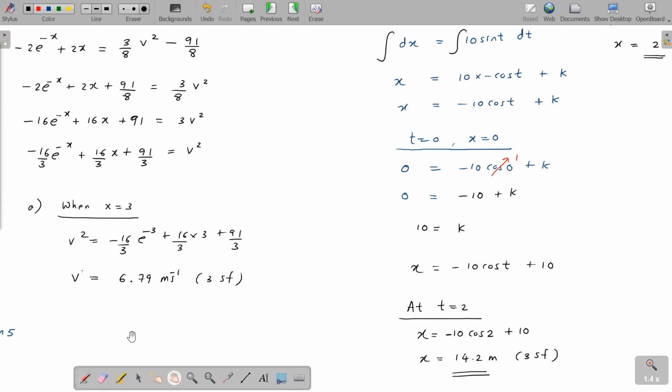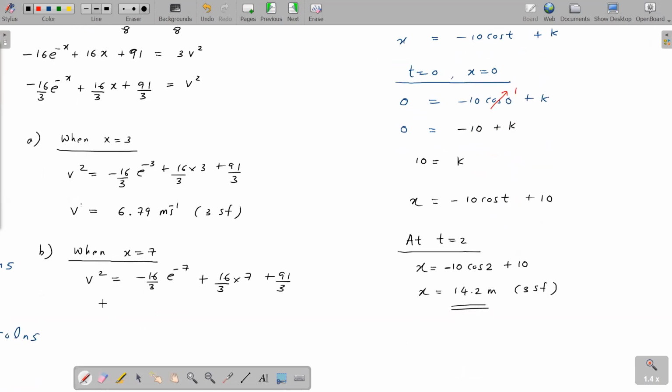That's part A. Part B, I think they want you to find the speed when x is 7. Right? So when x is 7, can I have the speed? V square equals minus 16 over 3 e to the power minus 1, basically replacing all the x values with 7, plus 16 over 3 into 7 plus 91 over 3. How much is it? Type this value in the calculator, get the root.